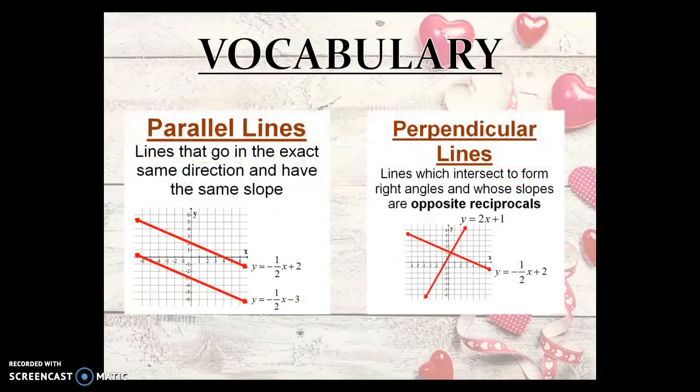Parallel lines, here we go. This is what we're getting into today. Parallel lines have the same slope and they never ever touch. Perpendicular lines, their slopes are opposite reciprocals. They cross at a 90-degree angle.